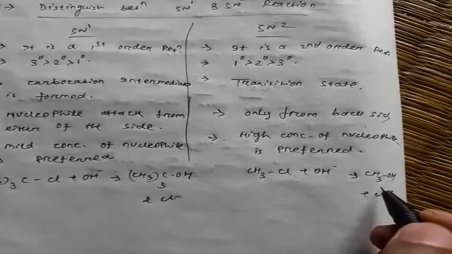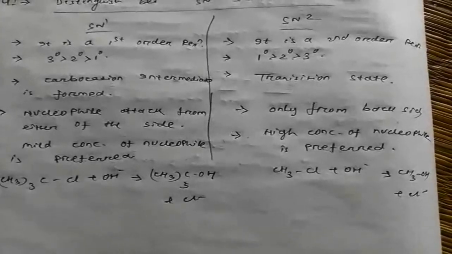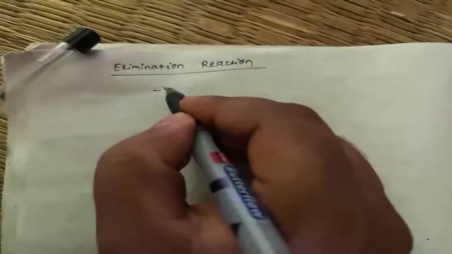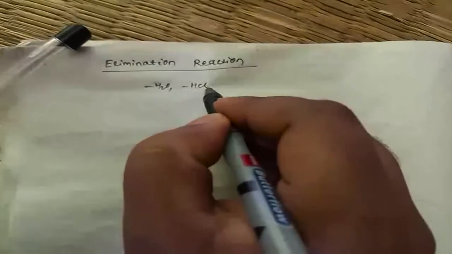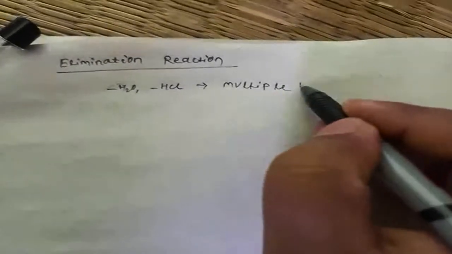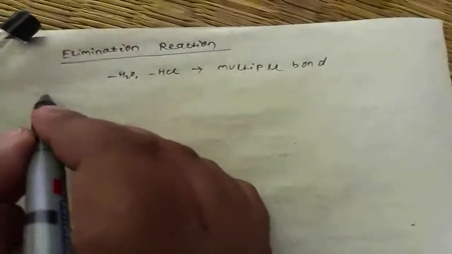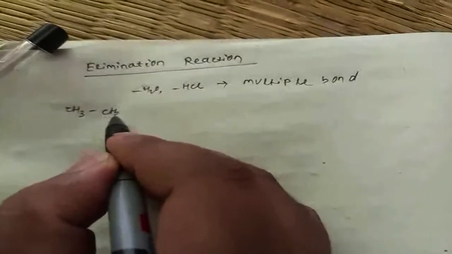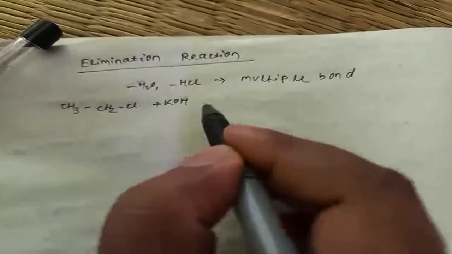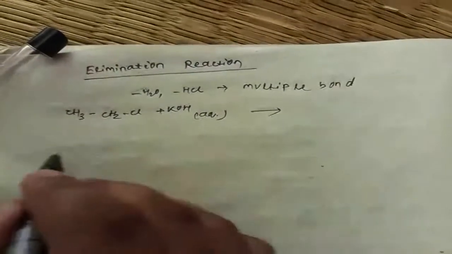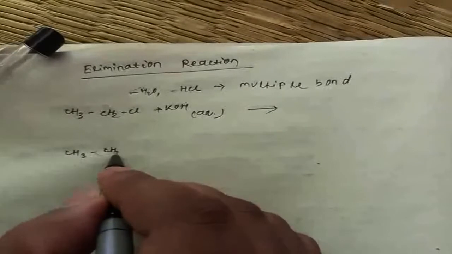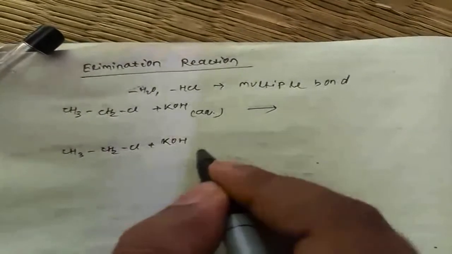Very important: distinguish between SN1 and SN2 reaction. Another chemical property of alkyl halide is the elimination reaction. In the elimination reaction, a simple molecule like water or HCl is removed to form a compound which contains multiple bonds. In alkyl halide there are two types of cases. Suppose CH3CH2Cl reacts with aqueous KOH, and another is CH3CH2Cl reacting with alcoholic KOH.